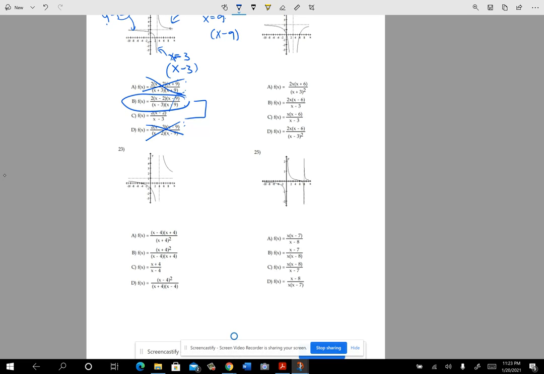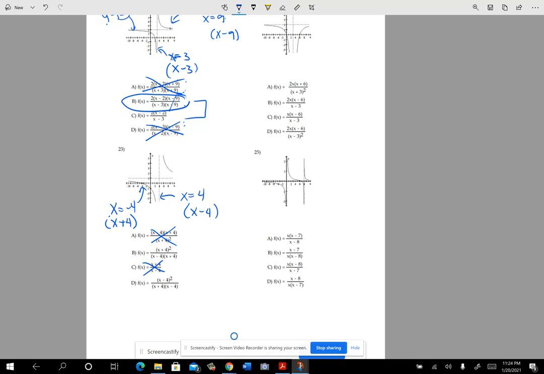I think that's a hole right there at -4. So that means at x equal -4, you're going to have a hole. So that corresponds to an x plus 4 factor in the denominator. Here I have a vertical asymptote at x equals 4 corresponds to an x minus 4 in the denominator. So right there, I'm thinking it's one of those two.